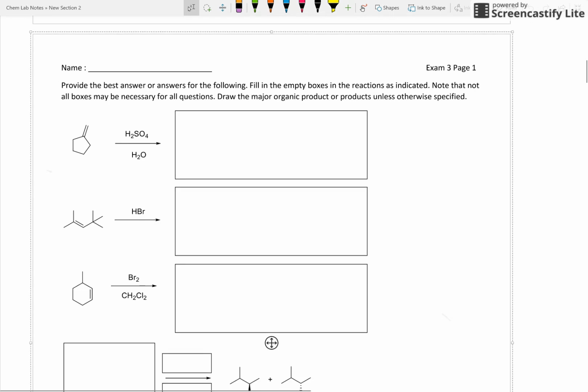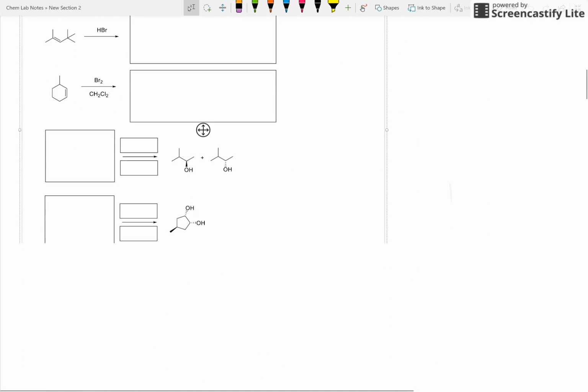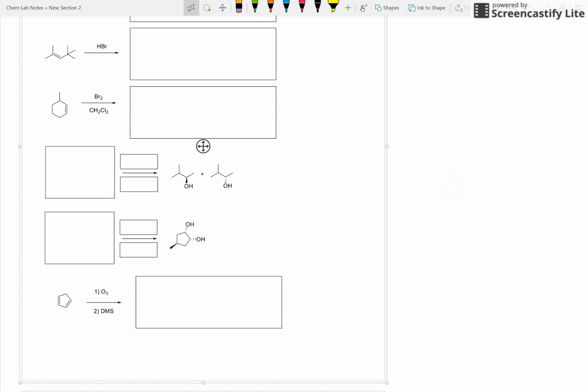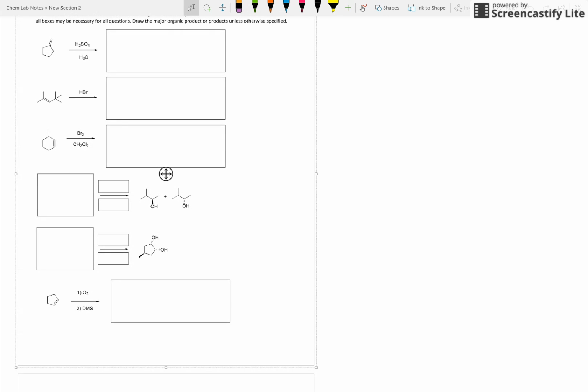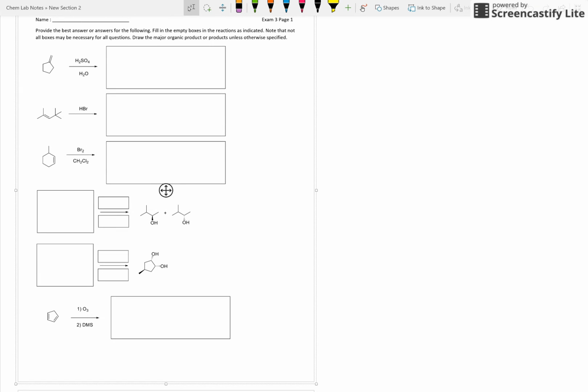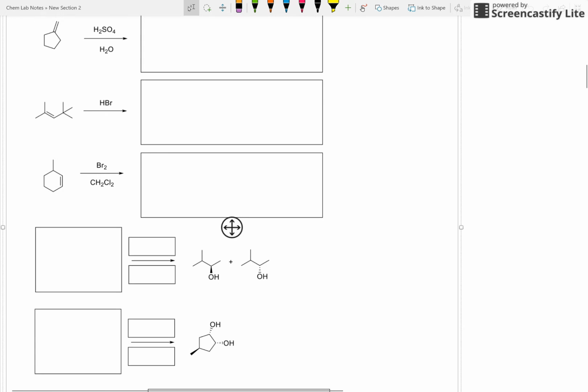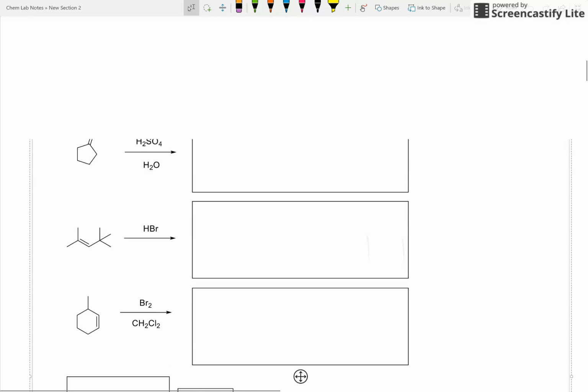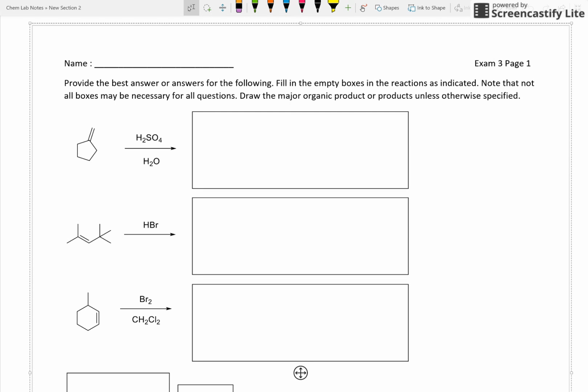All right, so first page here. Just let me zoom out here for a second so we can see what we're looking at. There it is. We've got a series of questions, and the directions say to provide the best answers, to fill in any of the empty boxes. We may not have to use every box. We need to draw the major organic product or products.